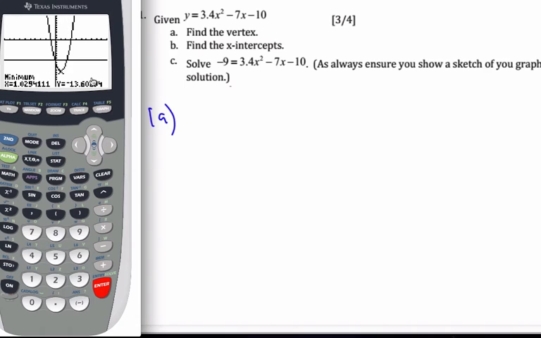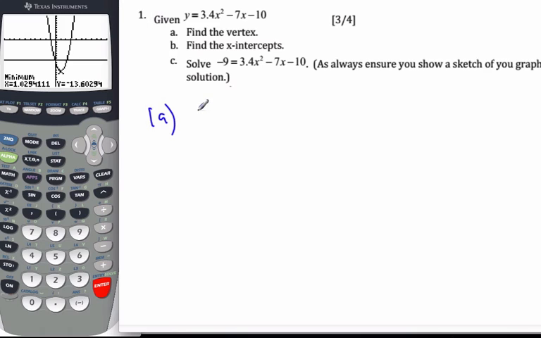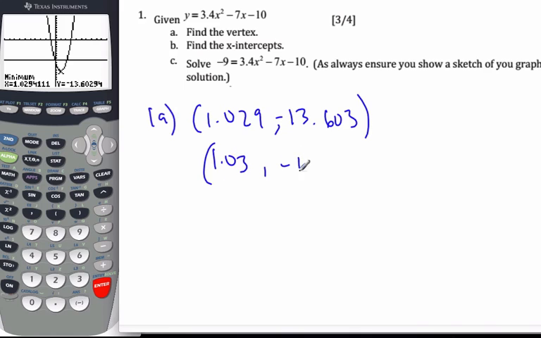And so here is my vertex, the point 1.029, negative 13.603. Now to three significant figures, it's 1.03, comma negative 13.6. B part says find the x-intercepts.